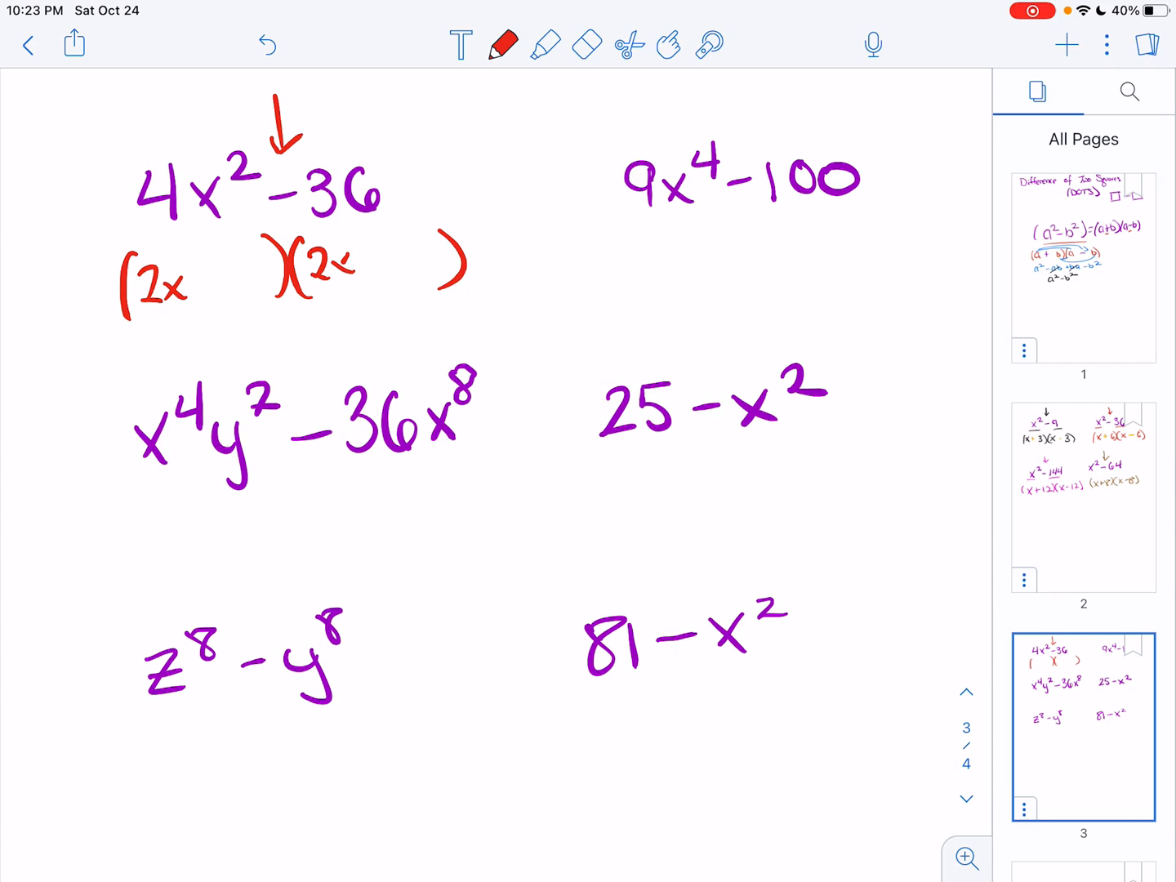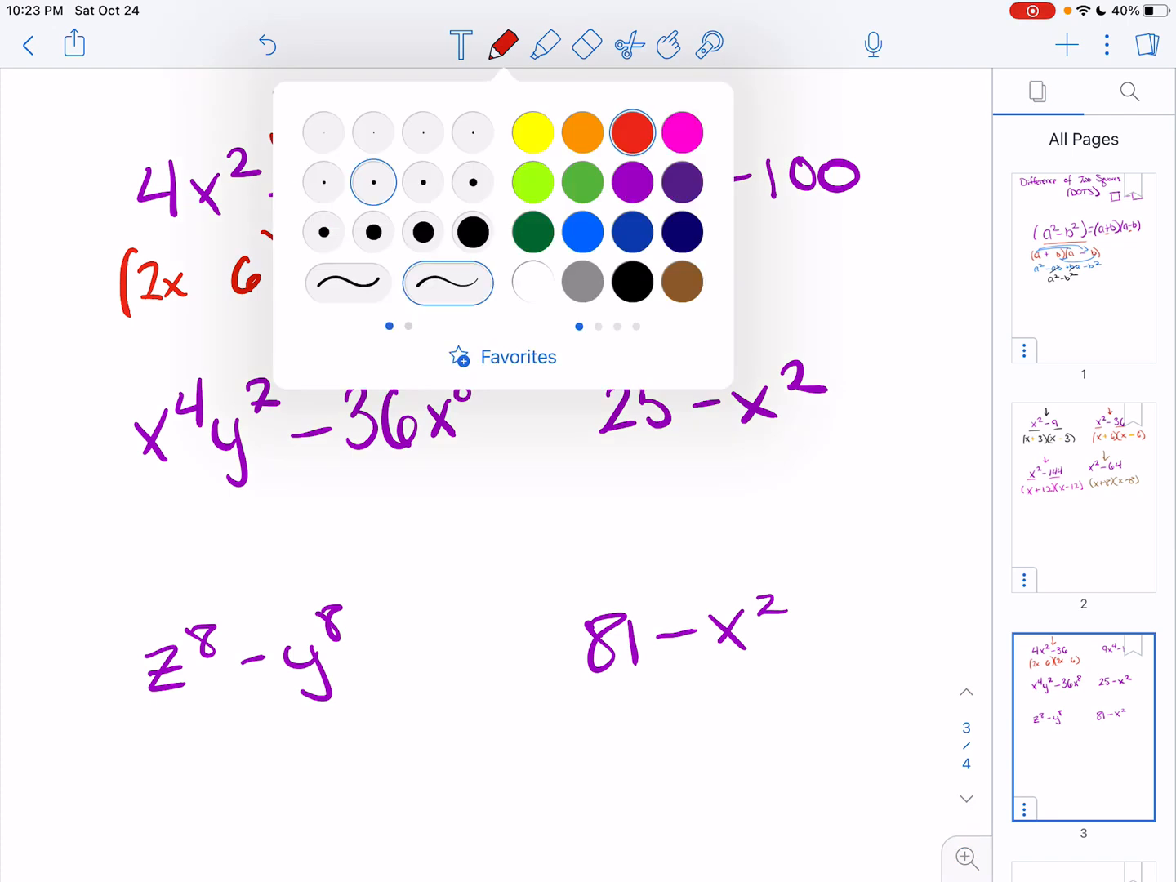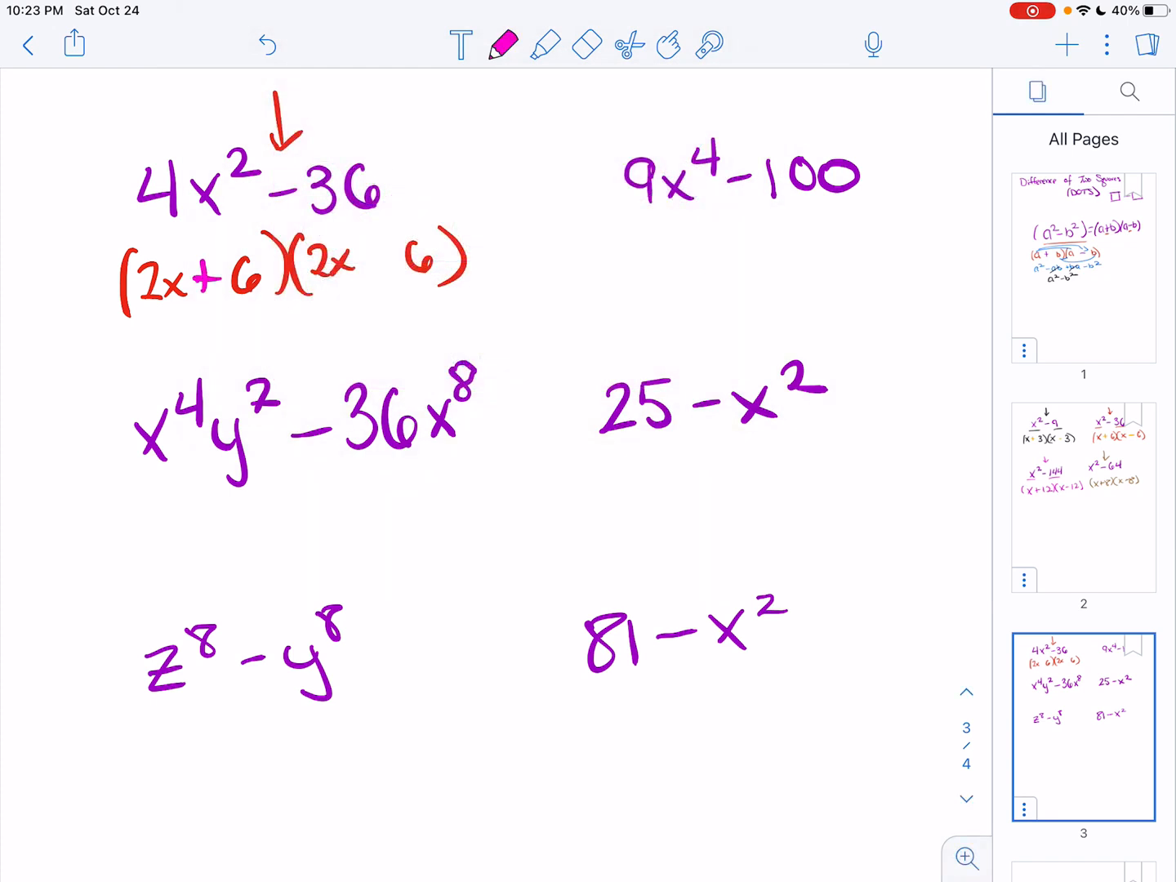So we're going to do the exact same thing we did before. We put the square root in the first position in each factor. Just to make sure, 2x times 2x is indeed 4x squared, so we are good. The square root of 36 is 6, so we put that in the second position in each. And now we just need our plus and our minus.